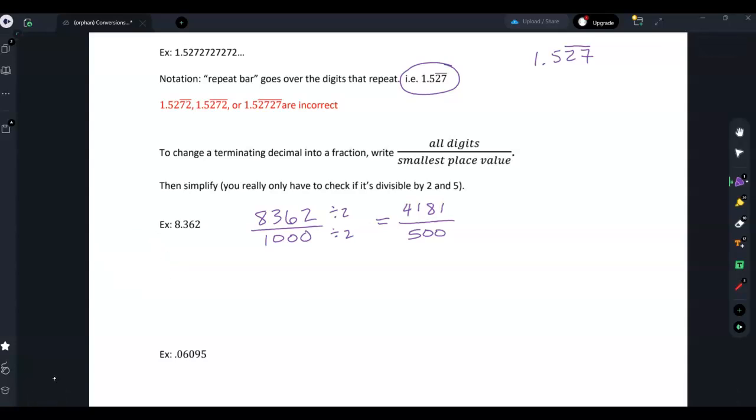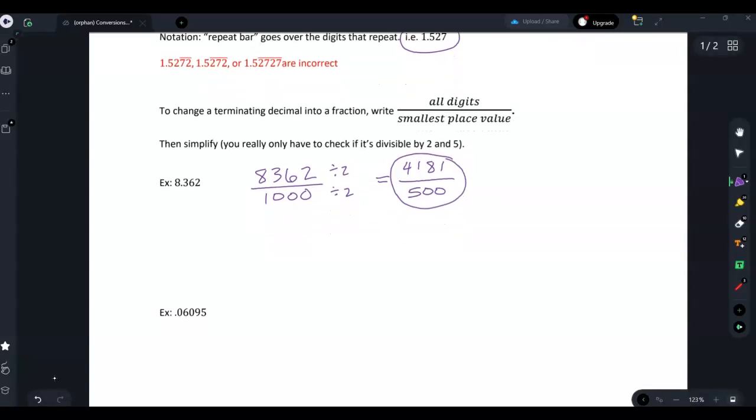So I get 4,181, and then I would keep checking this, but again, I only have to check 2s and 5s because it started as a decimal. So I can see that 2 would go into the denominator, but it wouldn't go into the numerator because the numerator is not even. 5 would also go into the denominator because it ends in a 5 or a 0, but the numerator doesn't end in a 5 or a 0. So that means 5 won't work, which means this is my simplified fraction.